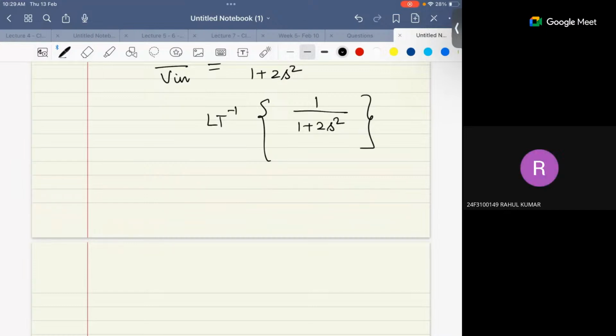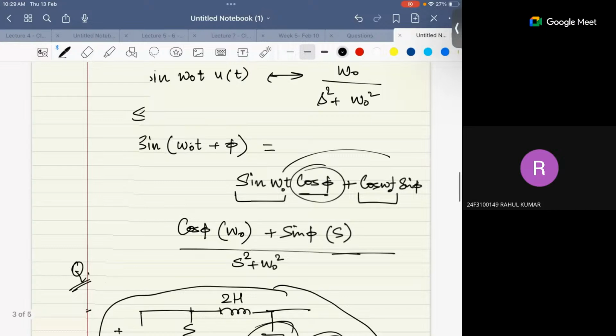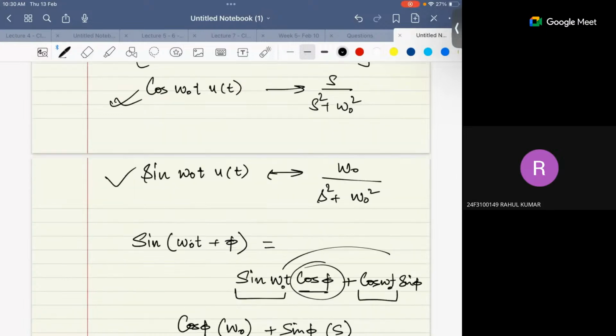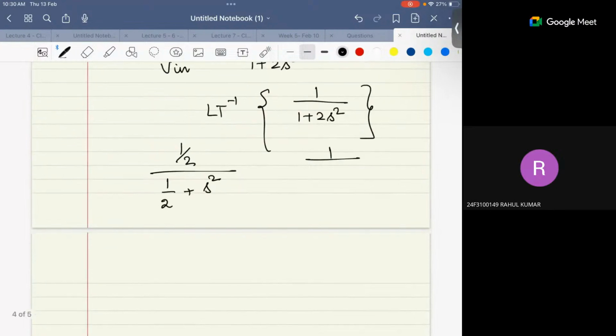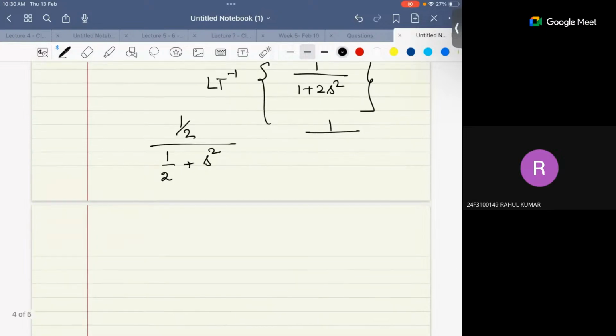Take 1 by 2 as common. If we just divide everything by 2, you'll be left with 1 upon 2 over 1 upon 2 plus S square. Correct? So I'm trying to write it in a form where we can use the property of either cos omega naught t or sin omega naught t.